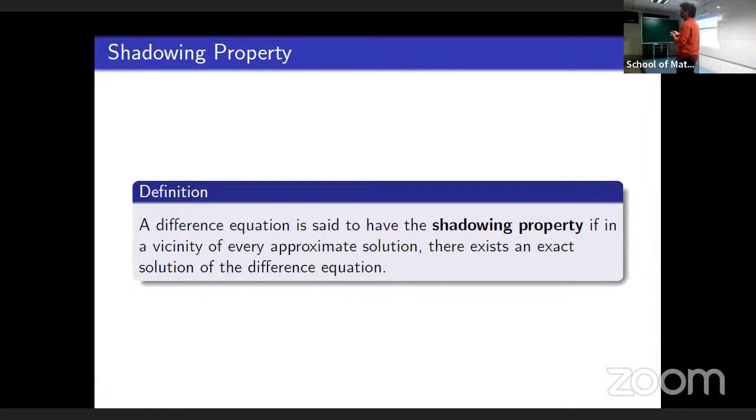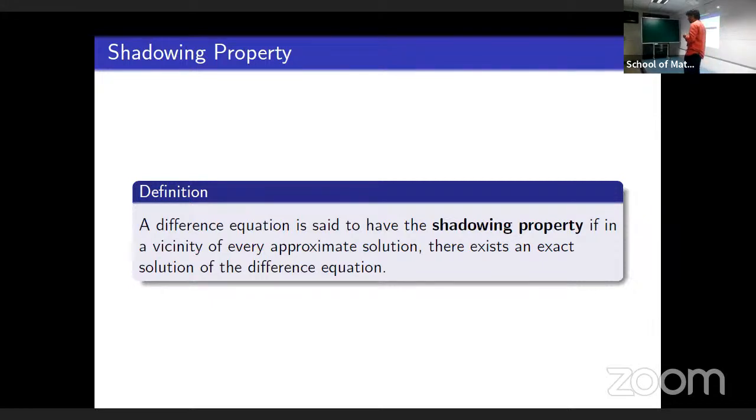The shadowing property, also known as the shadowing lemma, has a very rich history. There are multiple methods to prove the shadowing property for difference as well as differential equations. One of the main methods is to assume asymptotic properties of the difference equations and then use those asymptotic properties to establish the shadowing lemma. For instance, exponential dichotomy is one of the main tools to establish this shadowing property.